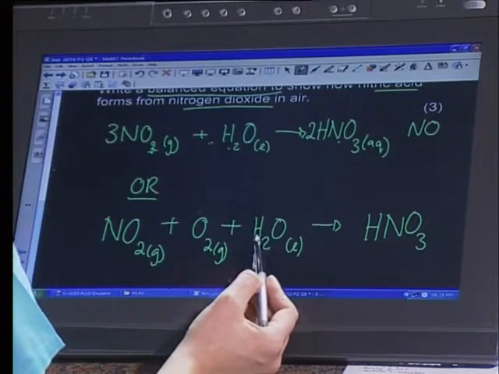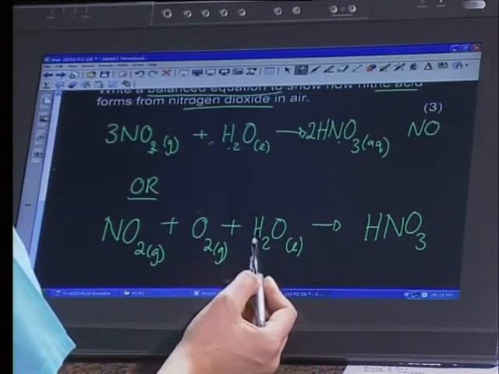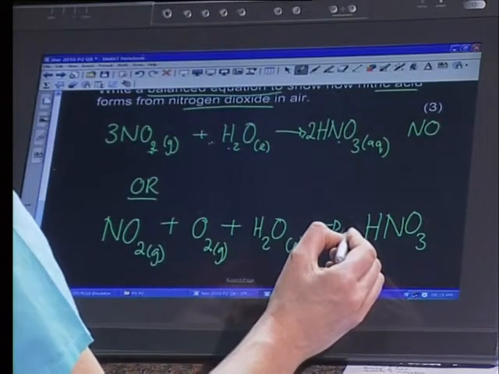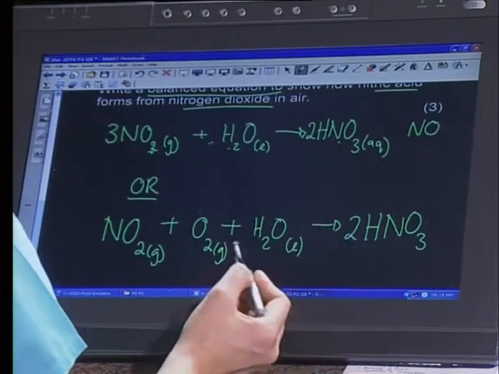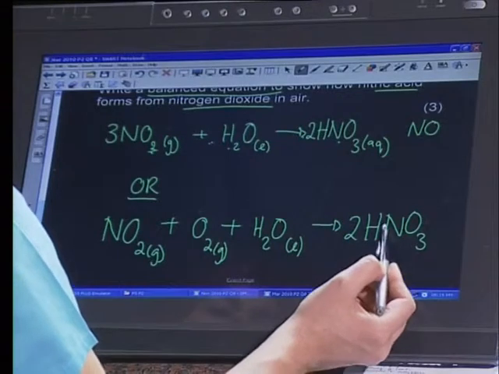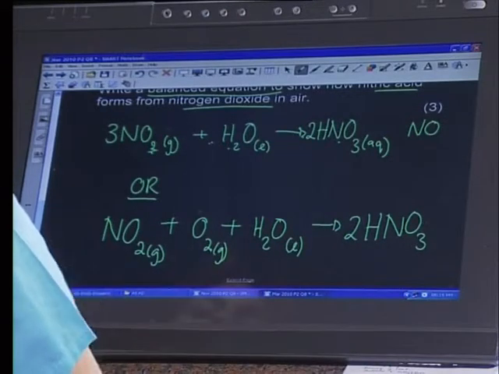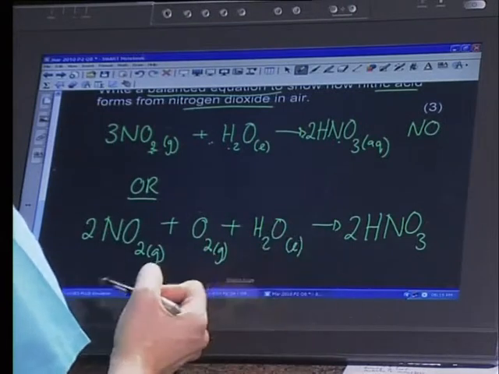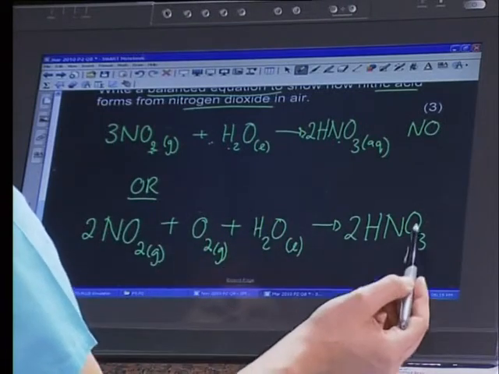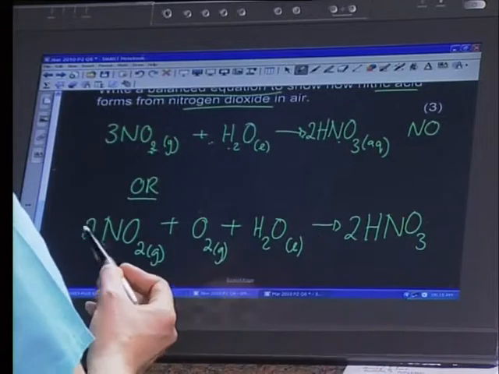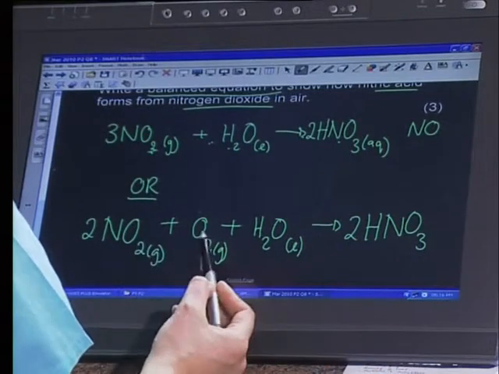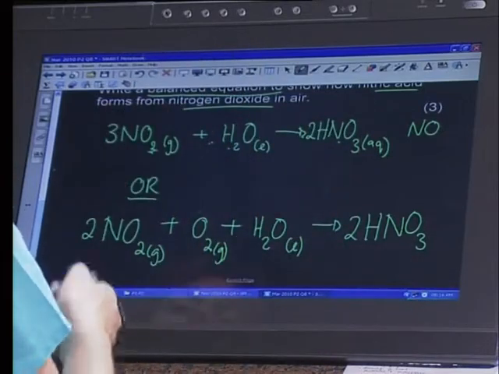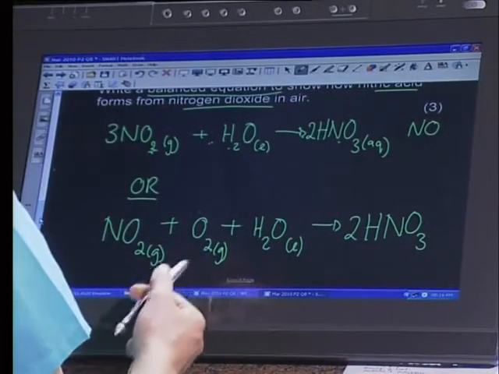Now if I quickly look at my balancing over here, there's 1 hydrogen, 2 hydrogens over here. So if I bring in the 2, I will see that my hydrogens are balanced. Now I see I've got 2 nitrogens. I only have 1 nitrogen over here. If I bring in the 2, I find that that is balanced. And I see, okay, now I have 6 oxygens over here. 2 times 2 is 4, plus 2 is 6, plus another 1 is 7. So I need to relook my balancing. So I start over again.